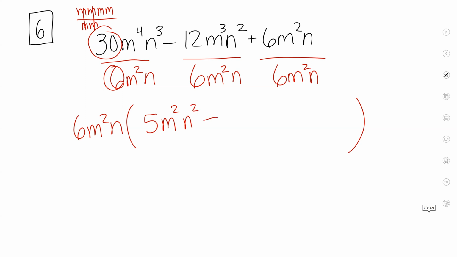Okay, let's do the next one. 12 divided by 6 is 2. How many m's am I left with? How many n's? 1. 6 divided by 6? 1. The m's cancel, the n's cancel. So that's my answer.